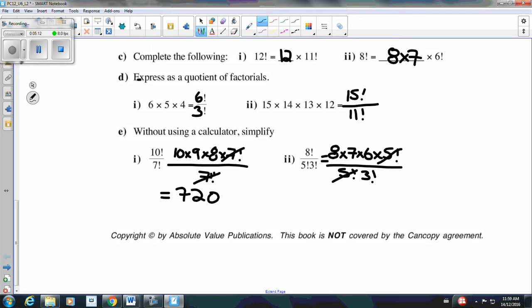Well, 3 factorial, remember, is 3 times 2 times 1. Well, 3 times 2 times 1 equals 6. So this actually cancels out with that, leaving us just the product of 8 and 7. So this equals 56.